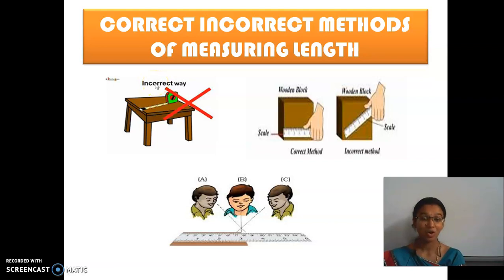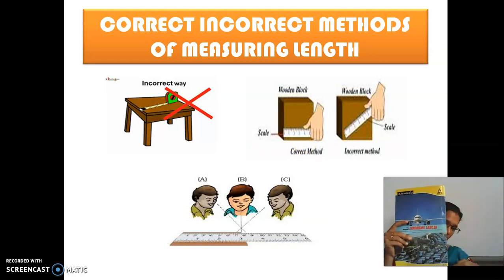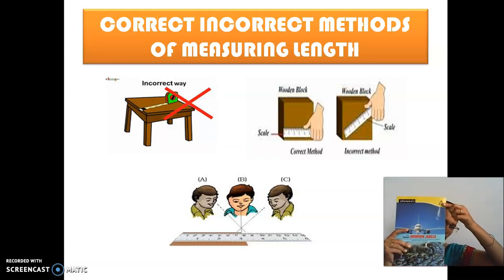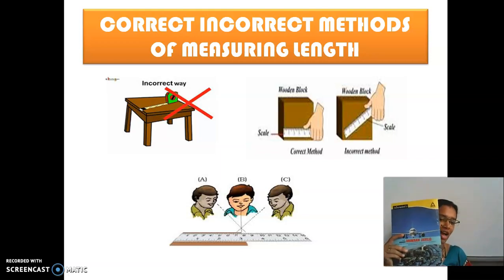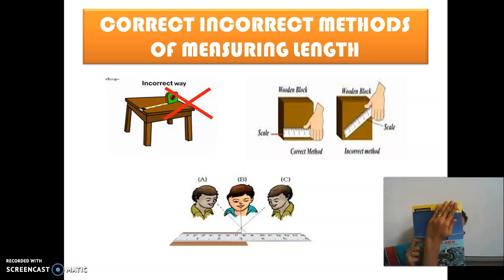No, this is not the correct method. And here, is this the correct method? No, because the scale is kept crossed for measuring the length. For example, consider you want to measure the length of this note. For measuring the length of this note, we have to keep the scale like this, not like this. Okay, clear?